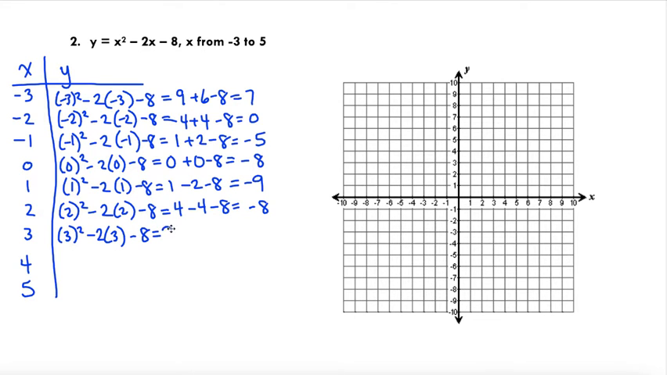So 3 squared is 9, minus 2 times 3 is negative 6, minus 8. 9 minus 6 is 3, and 3 minus 8 is negative 5. So look at that. Hopefully, again, we can see that we have this pattern where the numbers start to repeat themselves.